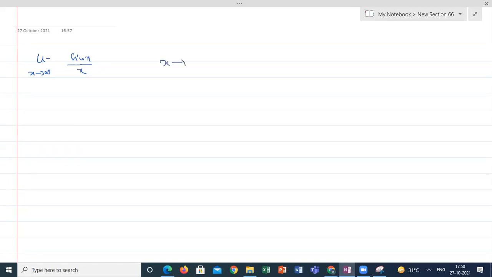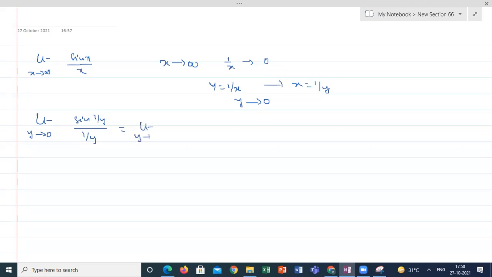If x tends to 0, 1 by x tends to infinity. If I take y equal to 1 by x, then y tends to 0. From here, x is equal to 1 by y. This I can write as limit y tends to 0 of sin 1 by y divided by 1 by y. This will become how much? Limit y tends to 0, y into sin 1 by y.